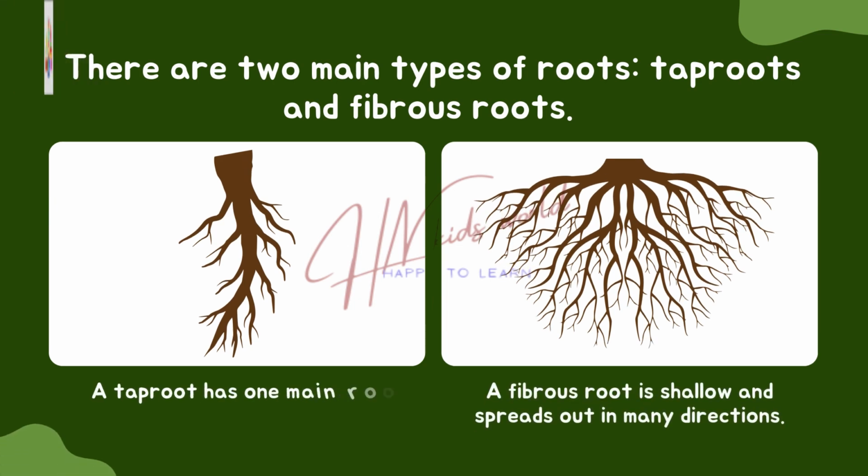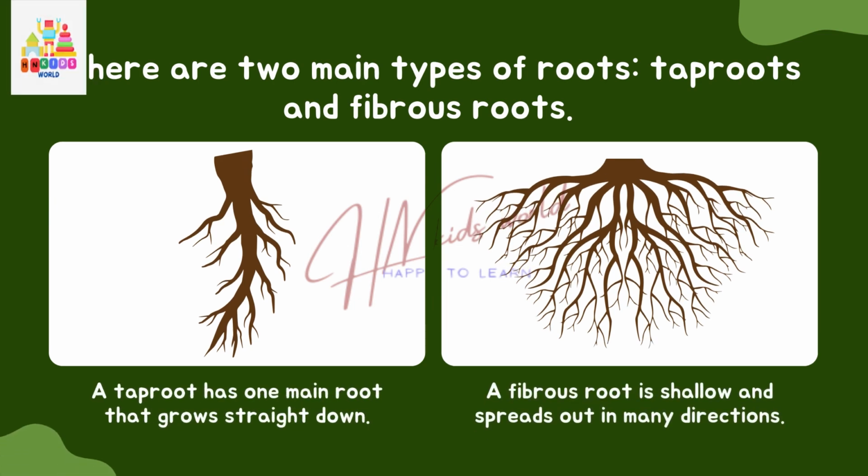There are two main types of roots: taproots and fibrous roots. A taproot has one main root that grows straight down. A fibrous root is shallow and spread out in many directions.